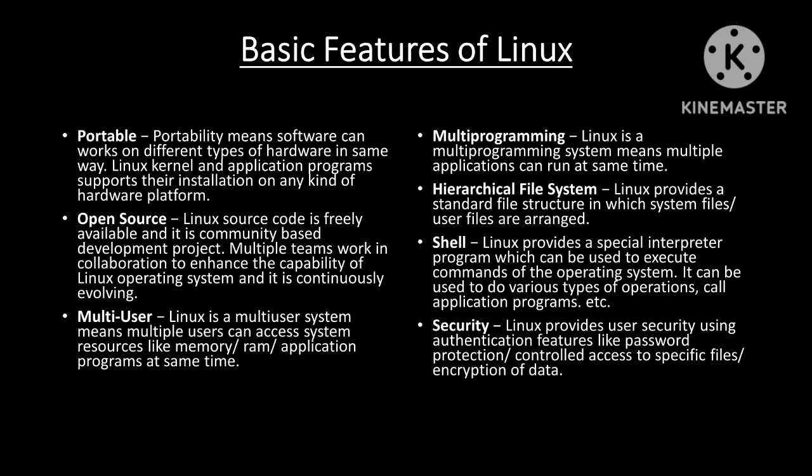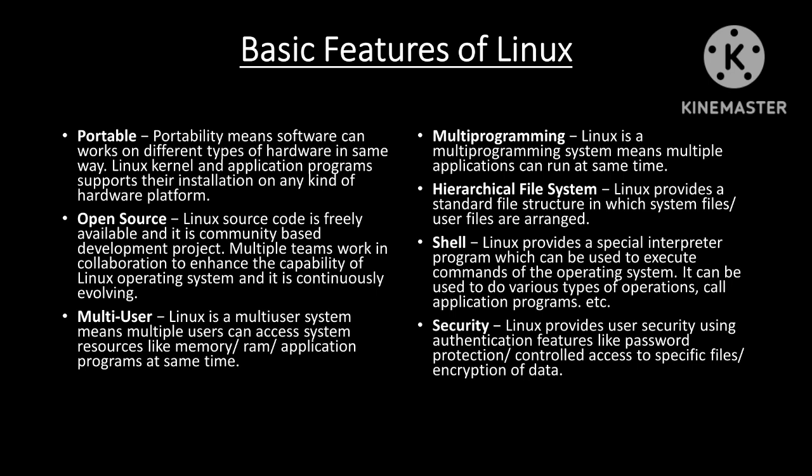Next we discuss the basic features of Linux. Here we discuss 7 basic features of Linux. The first one is portable. Portability means software can work on different types of hardware in the same way. Like the Linux kernel and application programs support installation on any kind of hardware platform. This is one of the basic and most useful features of Linux.